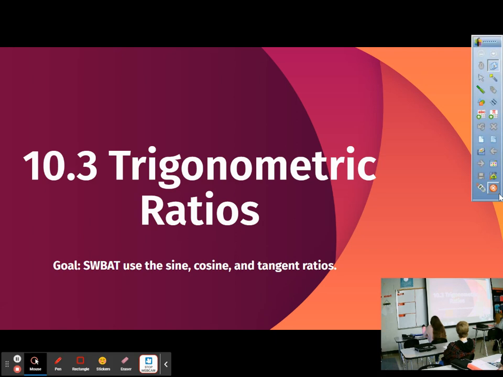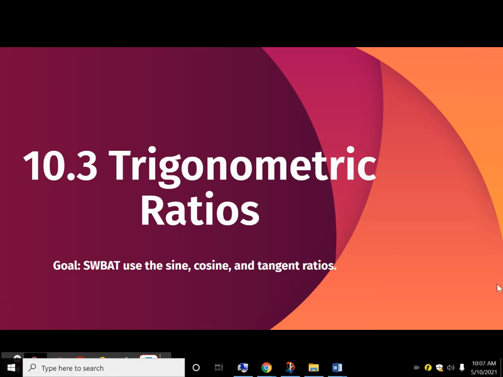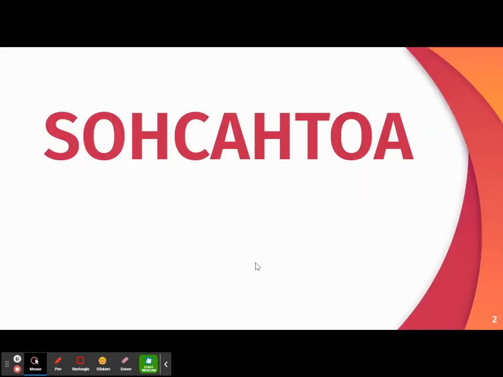Trigonometric ratios. It says, our goal for today, students will be able to use the sine, cosine, and tangent ratios. This is probably my favorite thing in geometry. It is like the easiest thing in trig. So you can actually say that you are doing some trig today. Trigonometry. So if you plan on taking this class next year, this will be one of the first things you talk about.